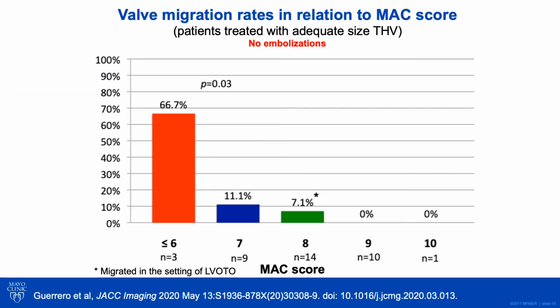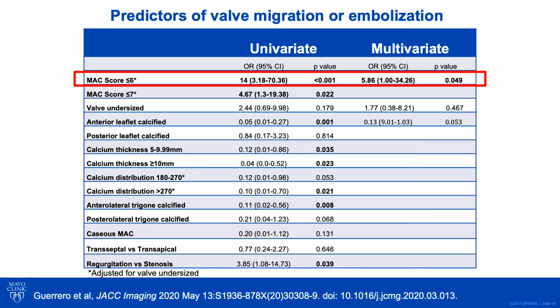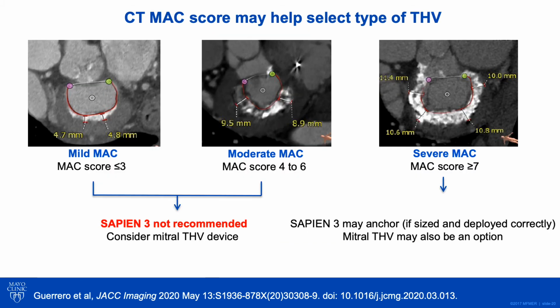There were no embolizations in the group of patients who were not undersized. There were only a few migrations, and the rate of migration for patients who had a MAC score of 6 or less was as high as 66.7% and much lower if the score was 7 or greater. And we did multivariate analysis. We found that a MAC score of 6 or less was an independent predictor of valve embolization or migration.